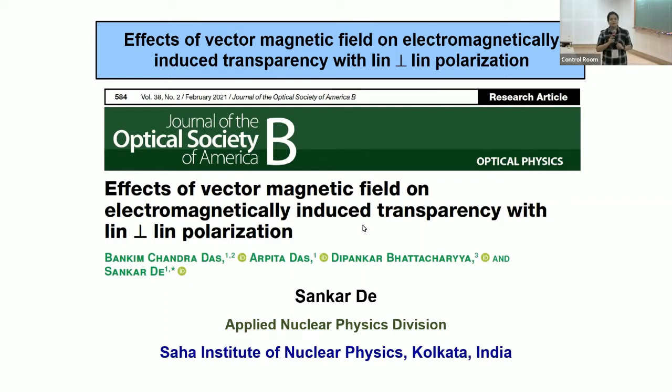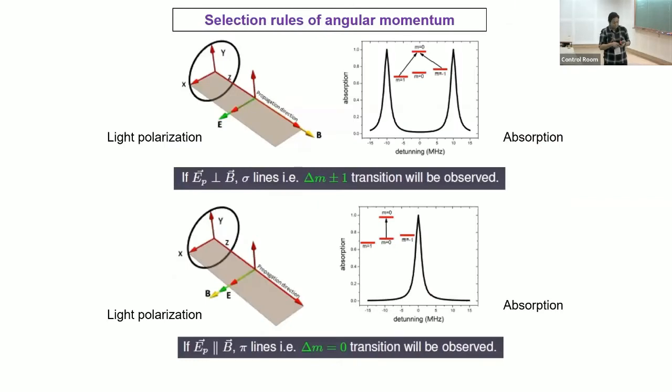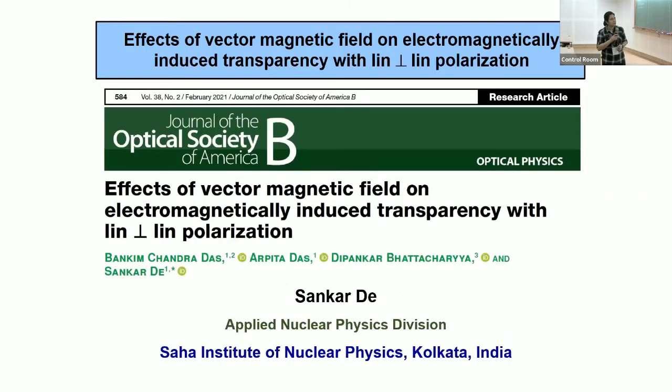So in this session, our first speaker is Professor Sankar from Saha Institute of Nuclear Physics in Kolkata. And he's going to speak about effects of vector magnetic field on electromagnetically induced transparency with linear pump probe, perpendicular pump probe polarization, right? So I don't know if I said it correctly. Please explain that.